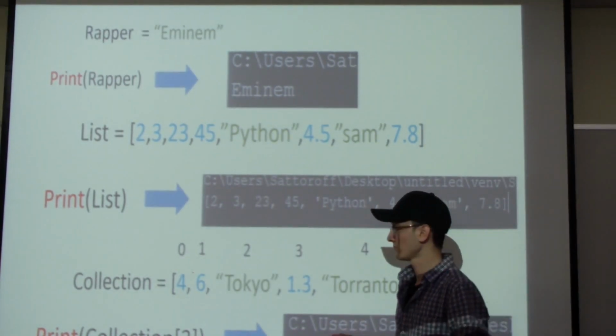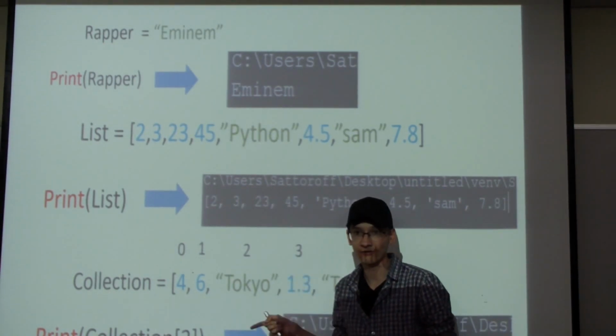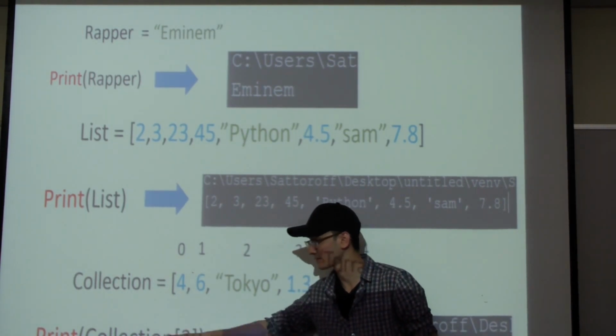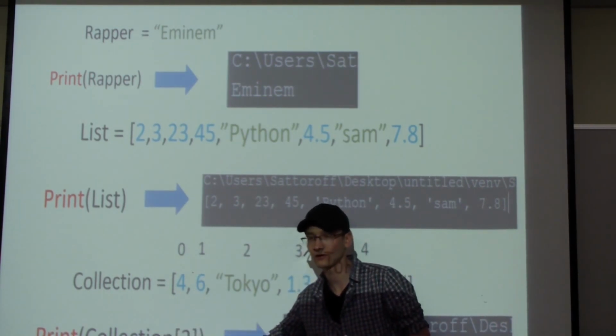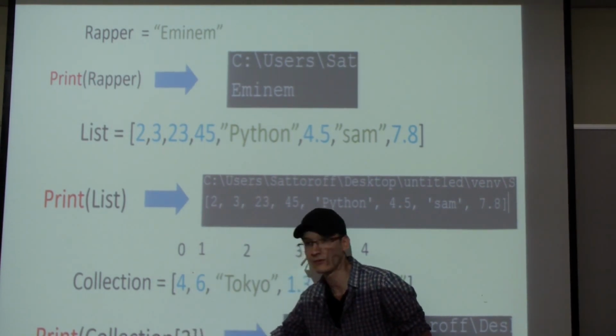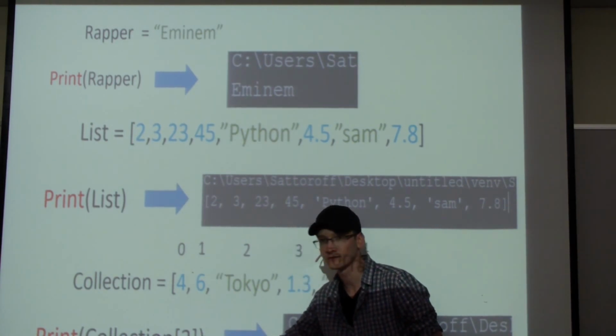So, you can call any element of the list by typing this kind of command. You first write the name of the list and you put square brackets and the number of the element.